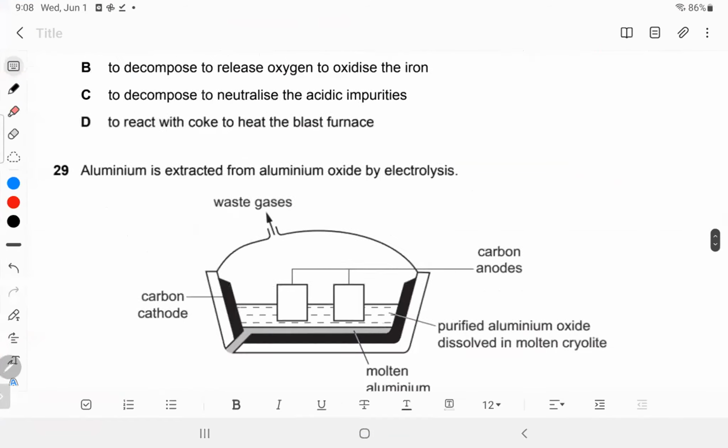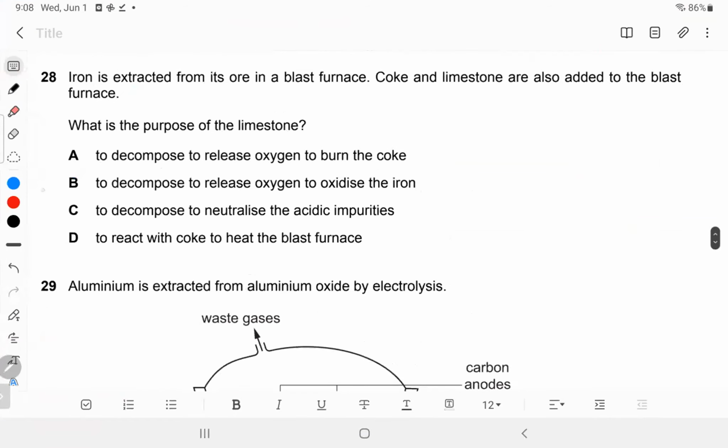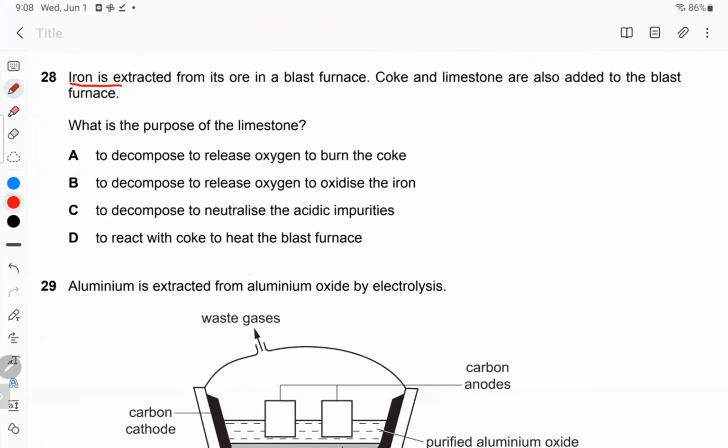So question number 28. Iron is extracted from its ore in a blast furnace. Coke and limestone are also added to the blast furnace. What is the purpose of limestone?